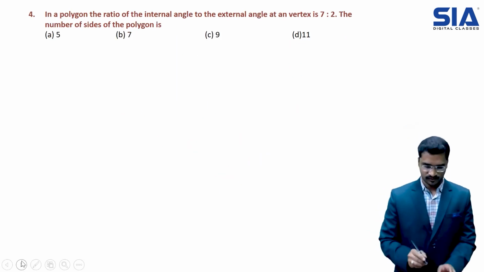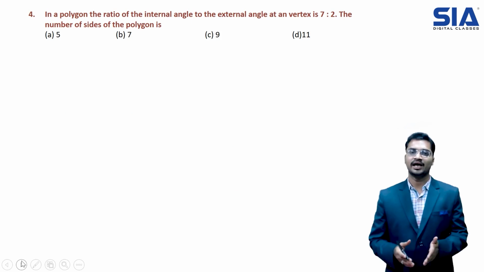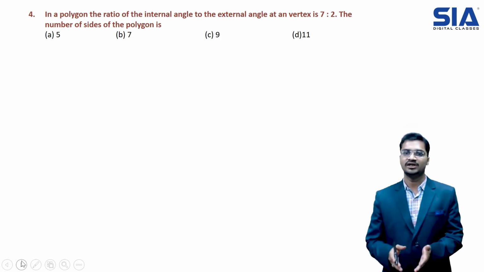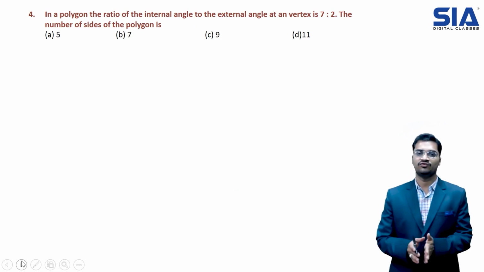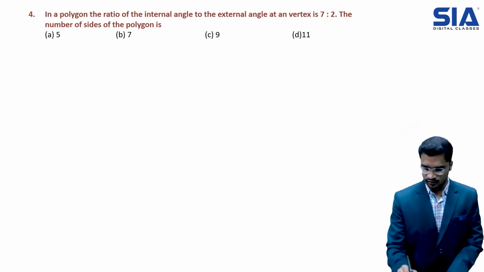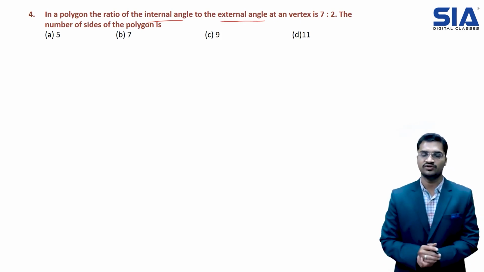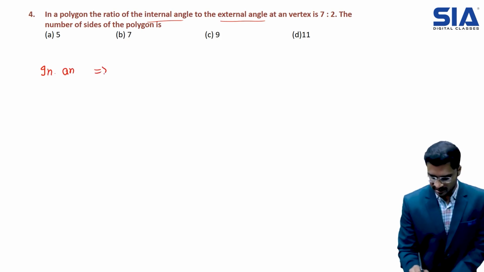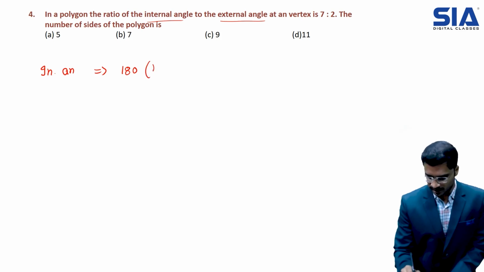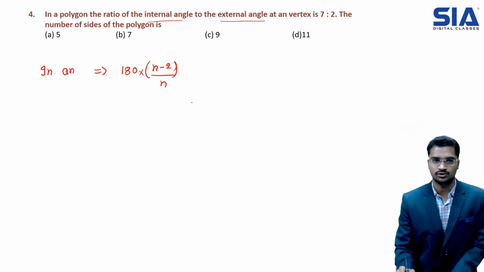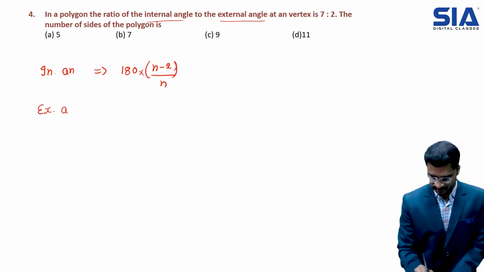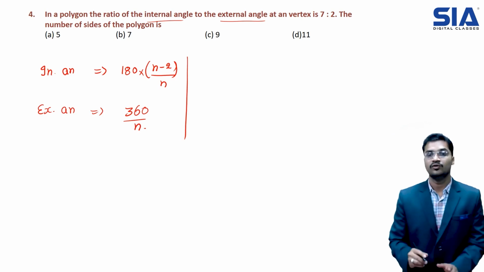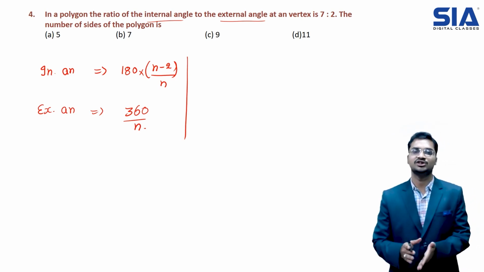Now coming to the next question: in a polygon, the ratio of the internal angle to the external angle at a vertex is given as 7:2. In order to find the number of sides of the polygon, we should know the formulas for the internal and external angles. The internal angle is 180 multiplied by (n minus 2) divided by n, and the external angle is nothing but 360 divided by n.